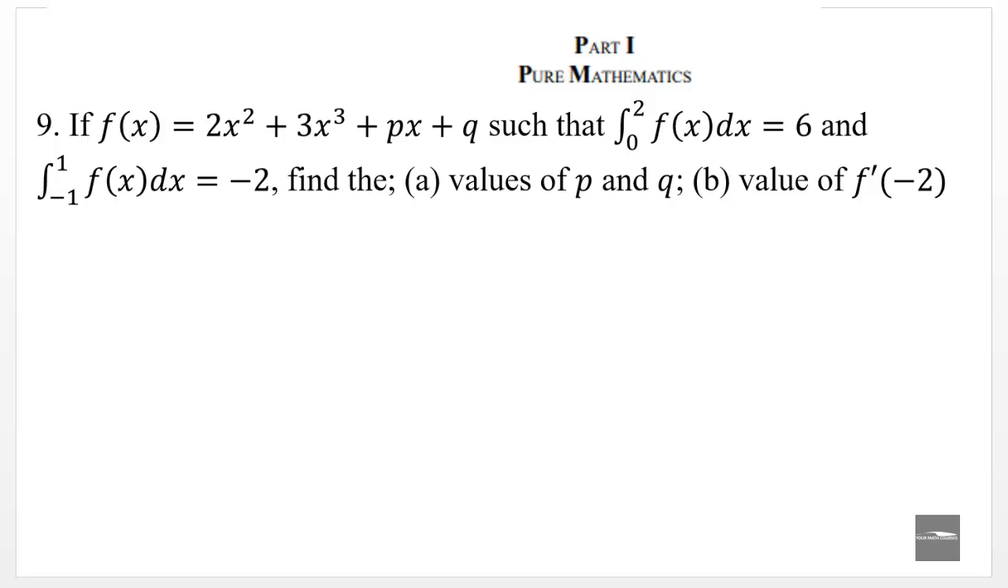Welcome. We are going to look at question 9 of WASSCE 2024 Further Mathematics Paper 2 Elective. Mathematics Elective Paper 2, question 9.